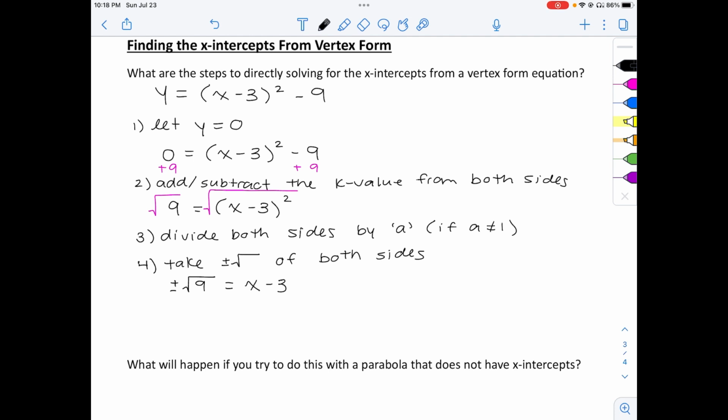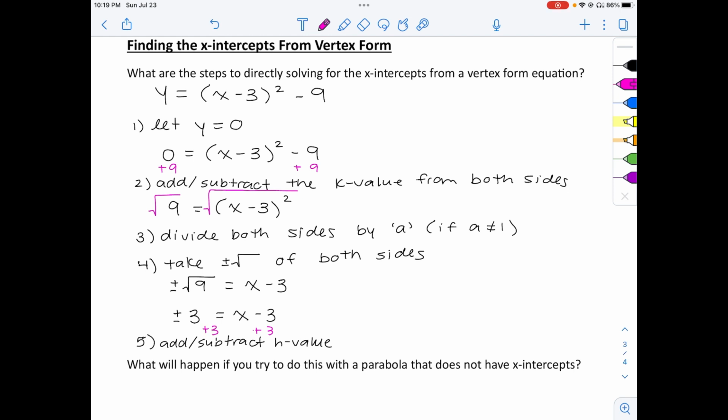The way that I then write this is I know the square root of 9 is 3. So on my next line, I'm just going to write this as plus or minus 3 is equal to x minus 3. And now there's one more step to isolate for x. Your fifth step is going to be add or subtract your h value, whatever number is there. In this case, I have -3 on the right side, so I'm going to add 3 here and add 3 here.